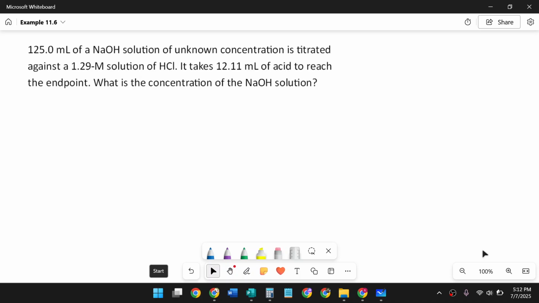So this problem says 125 milliliters of NaOH solution of unknown concentration is titrated against a 1.29 molarity solution of HCl. It takes 12.11 milliliters of acid to reach the endpoint. What is the concentration of the sodium hydroxide solution? Again, like some of the other problems, we've got two different things, a base and an acid. They're coming together, and so we're having a reaction.